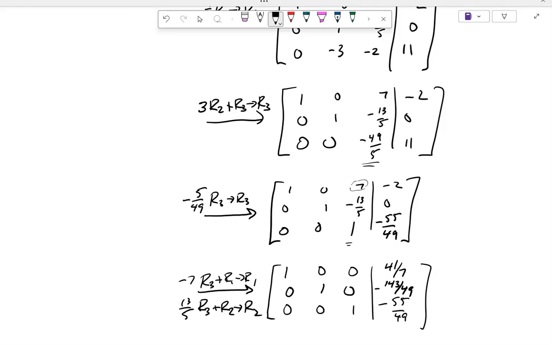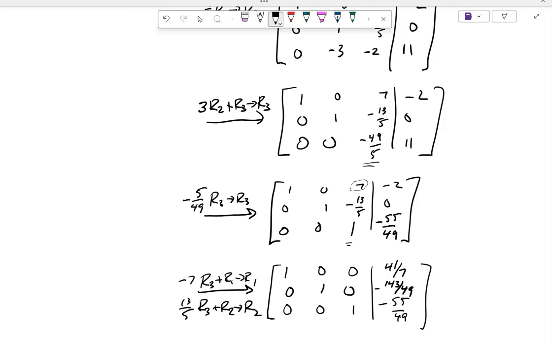Now we're done. Now again, this problem was set up as a matrix to start with, but if we were solving a system, can you read the answers now? What's the x value going to be? 41 over 7. What's the y? -143 over 49. The last one's going to be -55 over 49. That's the reason for this process, right? We're able to read the answers easily.